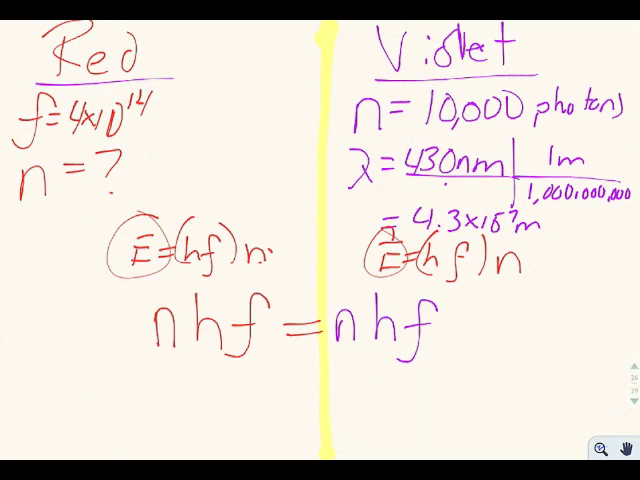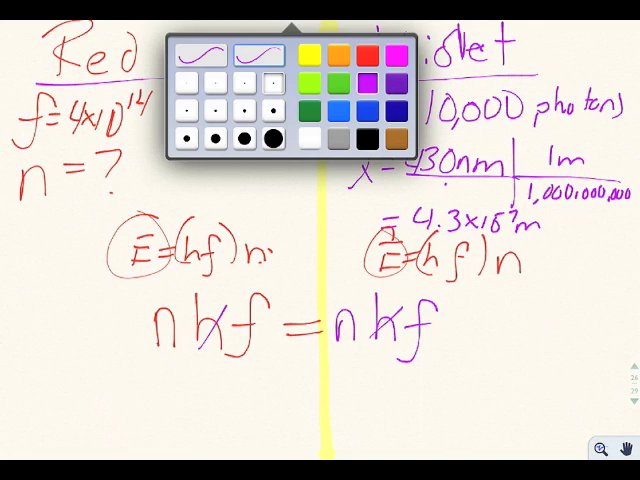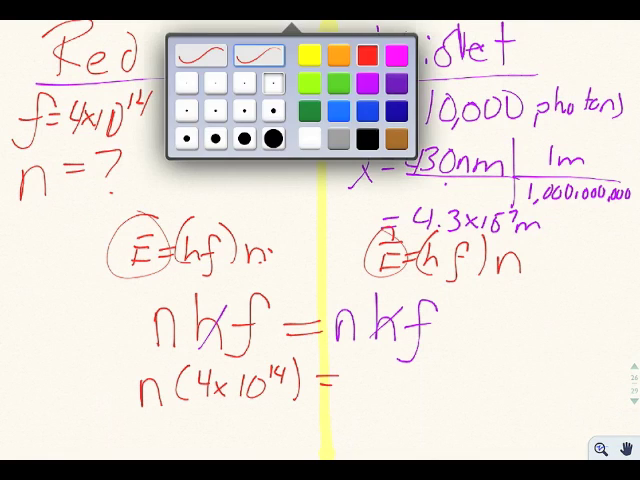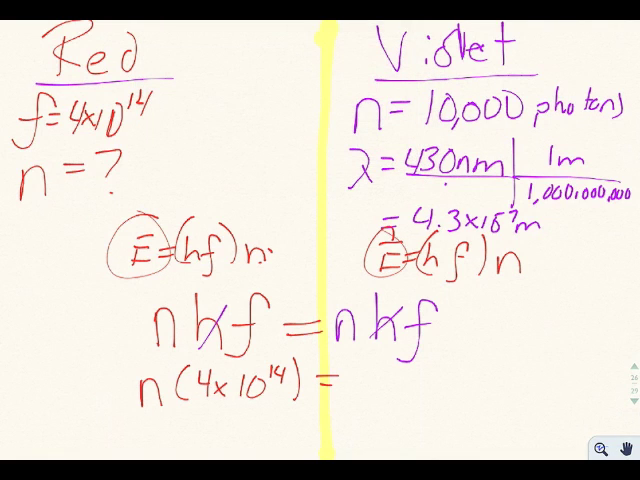Planck's constant is a constant. It's the same on both sides, so it will cancel out. So now you have frequency. Frequency is going to be different on both sides. So now we can go ahead and plug in our numbers. What I have for red light is I have n times 4 times 10 to the 14th equals, and then on the other side for violet, I have 10,000.